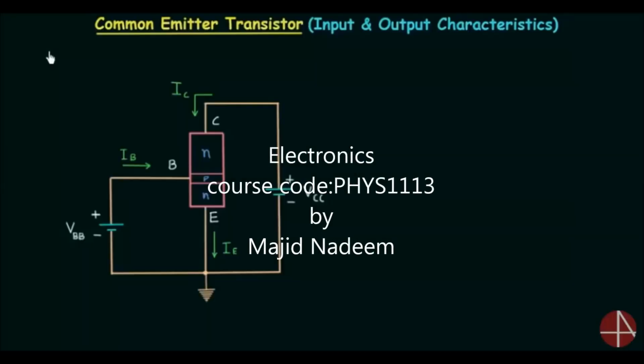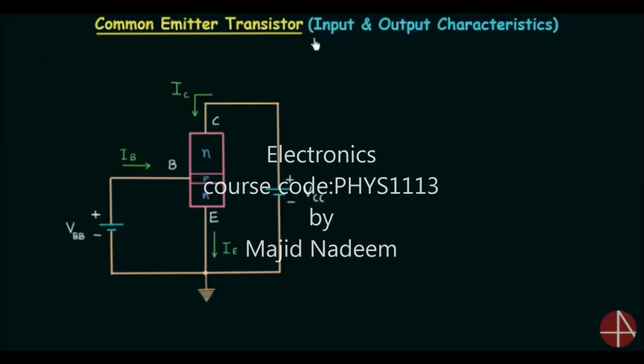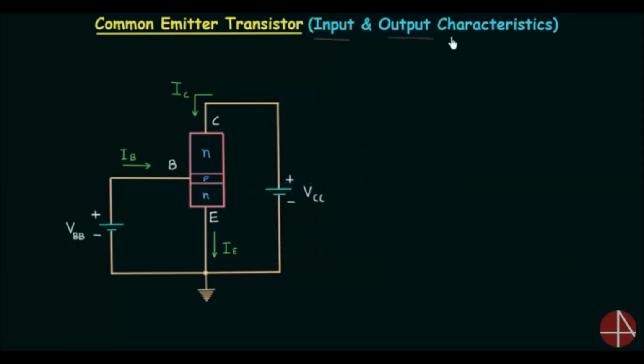In the previous lecture, I explained the common emitter configuration of a transistor. In this lecture, we will plot the input and output characteristics of the common emitter transistor. This is the common emitter configuration because the emitter is common to the input side and to the output side. We are using an NPN transistor in which VBB and VCC are the biasing potentials.